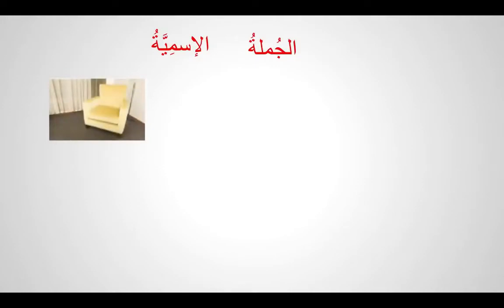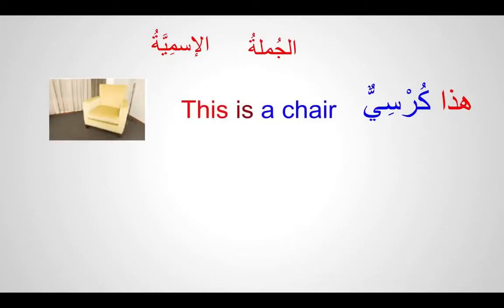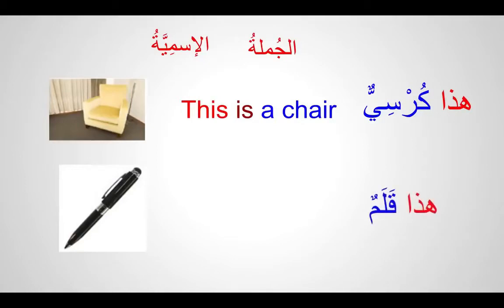This is a chair. What do you say? Hadha kursiyun. This is a chair. This is a pen. Pen means qalam. So how do we say? Hadha qalamun. This is a pen. So if you see anything which is close to us, we use hadha.